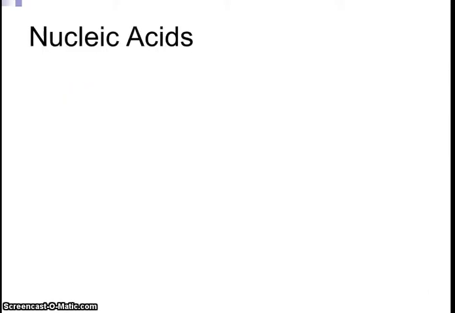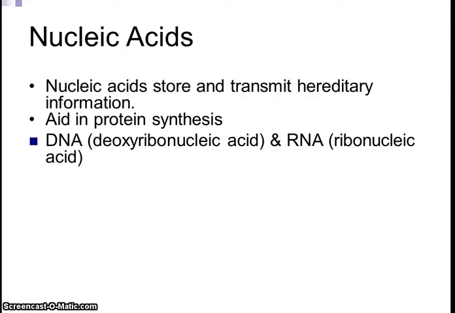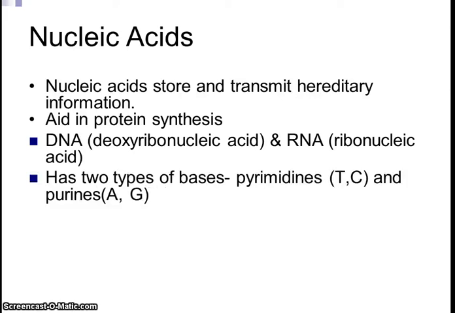The last one we're going to talk about is nucleic acids. And so again, nucleic acids are DNA. They're going to store and transmit hereditary information. They also aid in protein synthesis, which is just how proteins are made. The two examples of them are DNA and RNA. DNA, the long name for that is deoxyribonucleic acid, and RNA is ribonucleic acid.